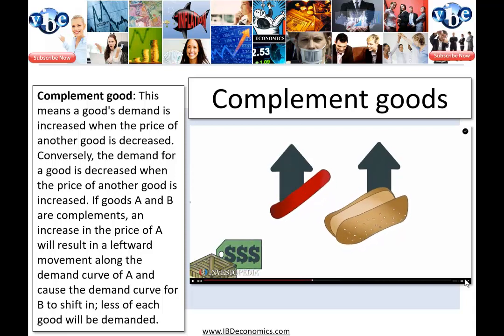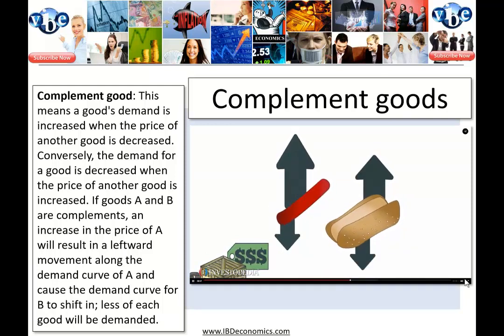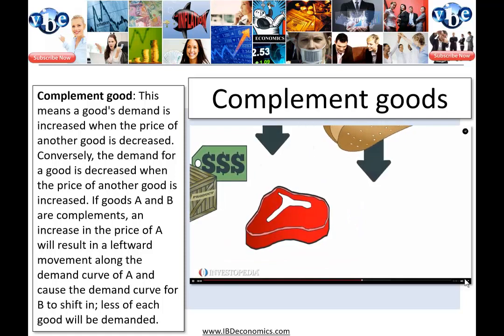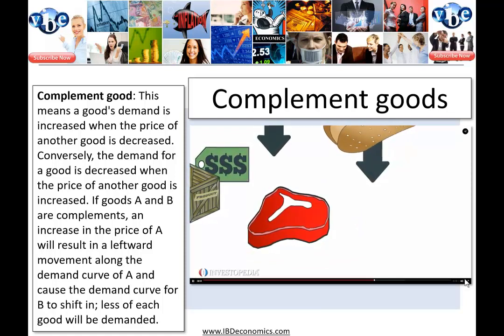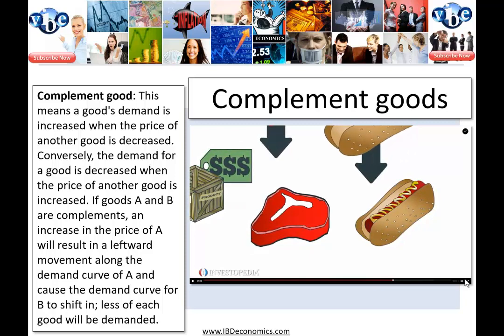For example, when the demand for hot dogs rises, there will be more demand for hot dog buns. On the other hand, if the price of hot dogs climbs high enough to deter customers from buying them, the demand for hot dog buns will decrease as well. But if the price of steak rises to the point where fewer consumers are buying it, they may turn to a less expensive option, hot dogs. Demand for hot dogs and hot dog buns will then rise together.